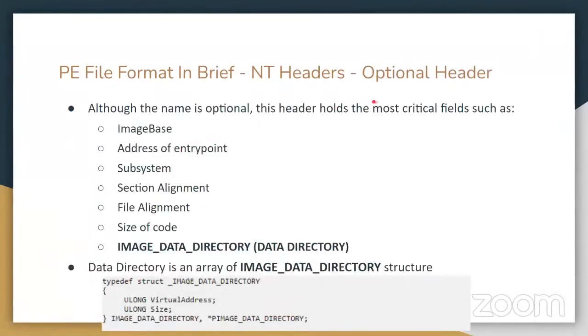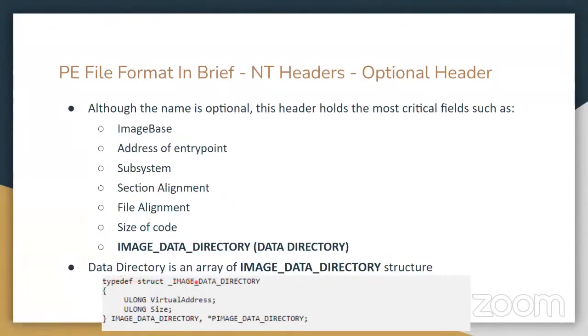Let's come to the optional header. This is the most crucial. The most crucial fields are contained in this optional header, even though the name of this header is optional. Some of the important fields are image base, address of entry point, subsystem, section alignment, file alignment, size of code, and the image data directory.